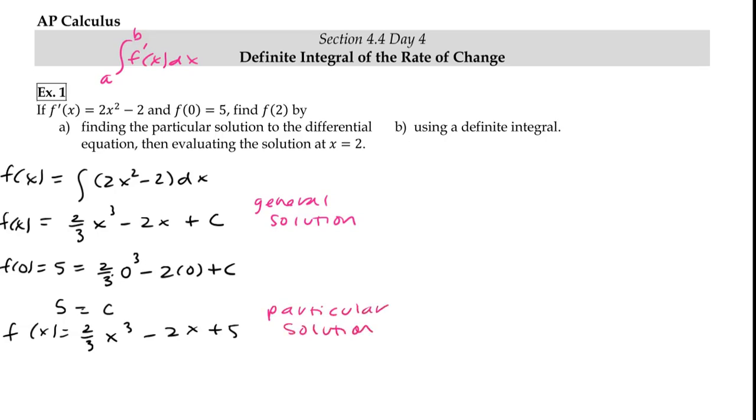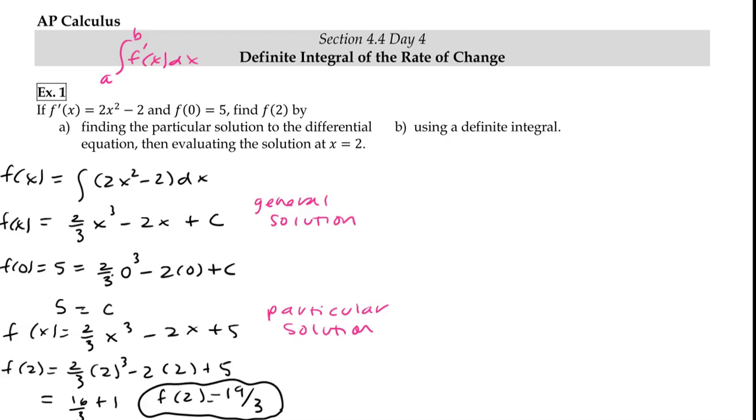So looking back at the directions, they said go ahead and find the particular solution, then find the value at 2. So now we're going to sub 2 into our function, and go ahead and calculate it. So this first part is 2 cubed is 8, 8 times 2 is 16, so 16/3, and then we're going to have -4 plus 5, which is +1. So now I can say f of 2 is 19/3.